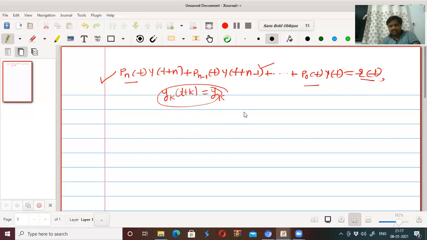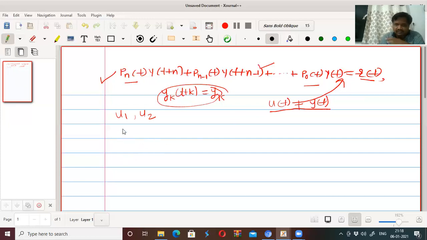Moreover, we have seen that if u(t) is the solution of the corresponding homogeneous equation of this equation and y(t) is the solution of the non-homogeneous equation, then u(t) + y(t) is the general solution of this whole equation, in the same way as that of differential equations, complementary function and particular integral. Similarly, we have seen that if u1 and u2 are two solutions of the corresponding homogeneous equation, then u1 + u2 is also a solution. c u1 + d u2 is also a solution of the corresponding homogeneous equation.